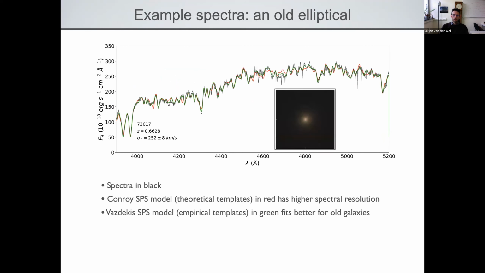Another example here is an old elliptical. Now we see a spectrum very rich in structure. The black line is the data, and now there are two models. It doesn't matter too much. One is based on theoretical templates, the red line, which shows some shortcomings here and there. And then in green, the model based on empirical stellar templates from the Vazdekis SPS model. This is just to show that all these wiggles in the spectrum are real information, not noise. That's the key point I want to make here.